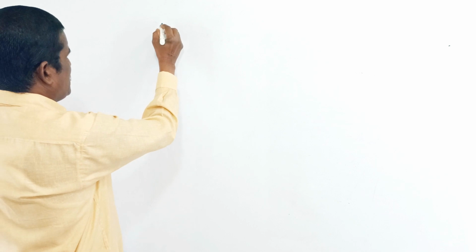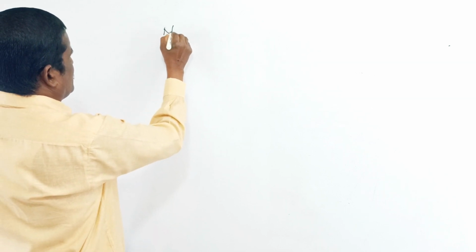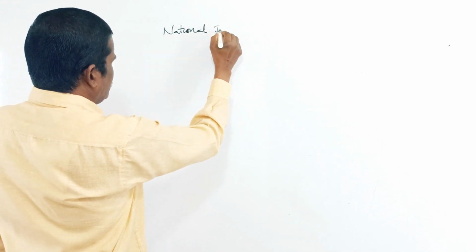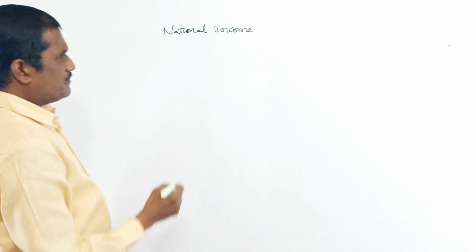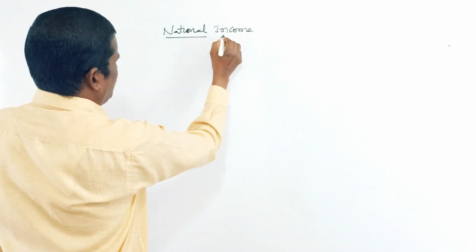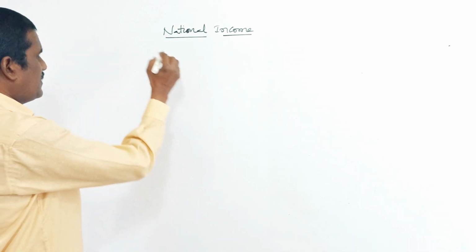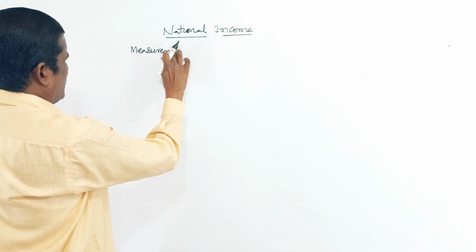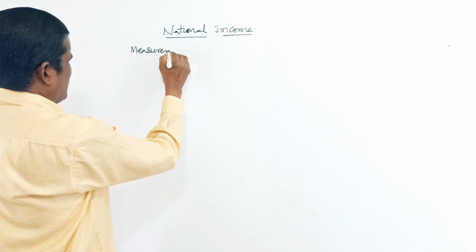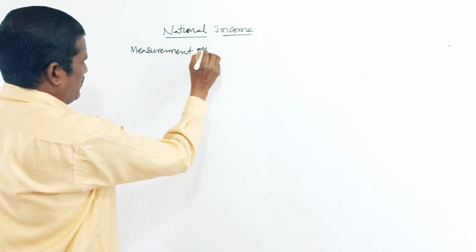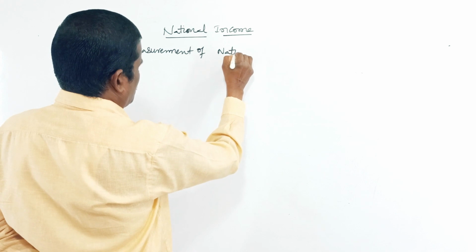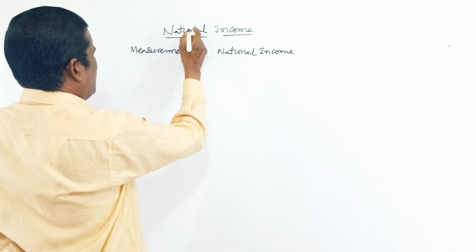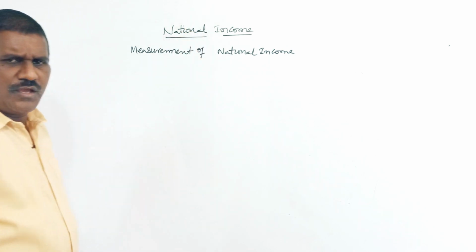So, the lesson name is National Income. In the lesson, measurement of national income. What are the measurements?